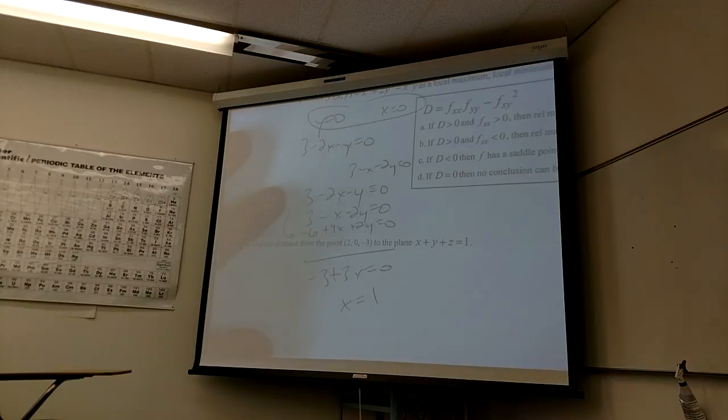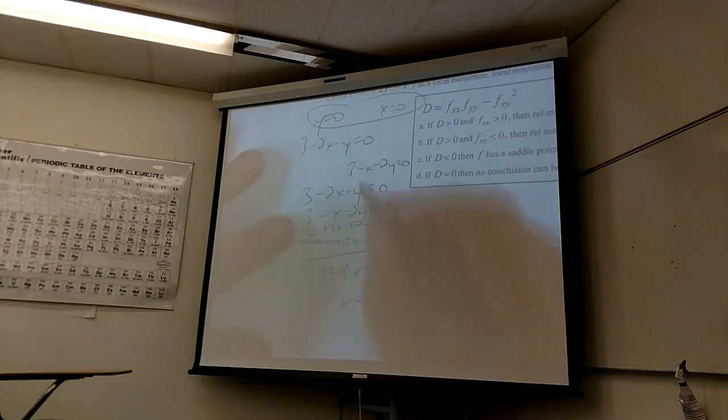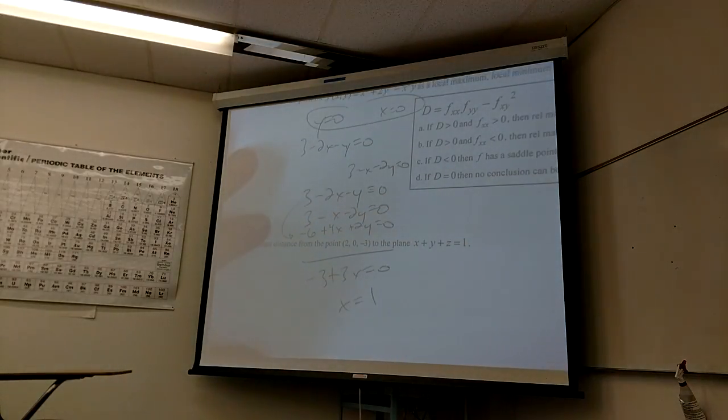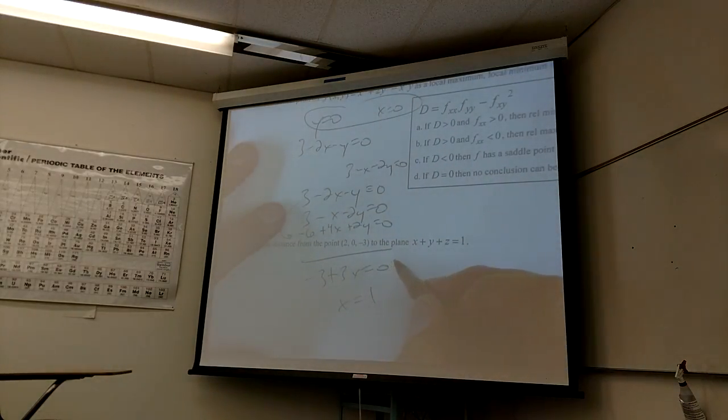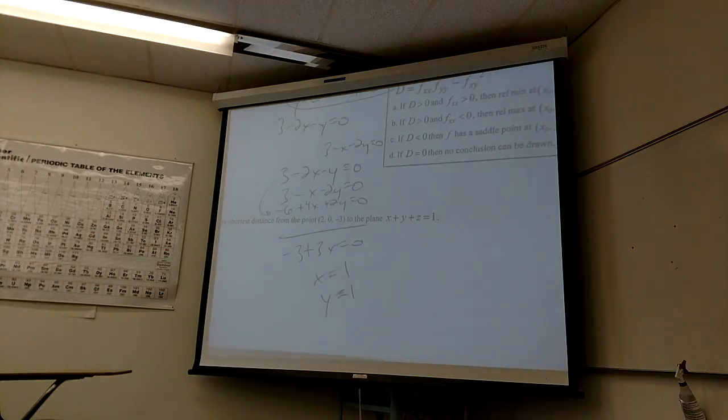Are you guys with me? Okay. And then what would y be? 1. So now if I plug this back in, plug in a 1, I get 2 minus 2y, I get y is 1. Let me slow down. This was a little weird, so I should.